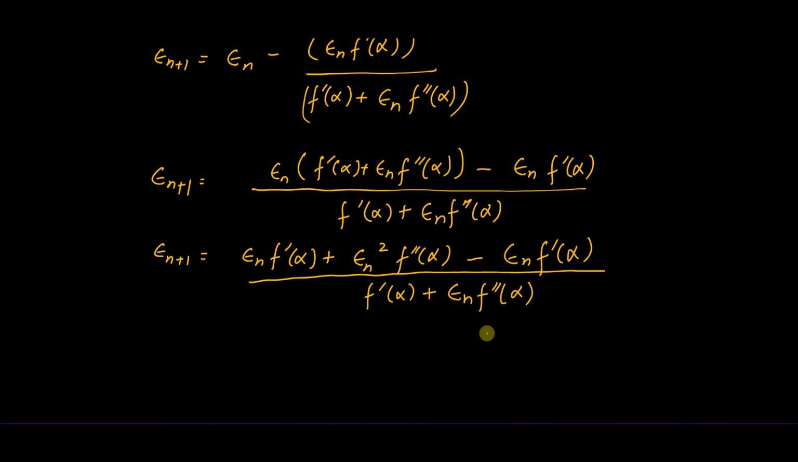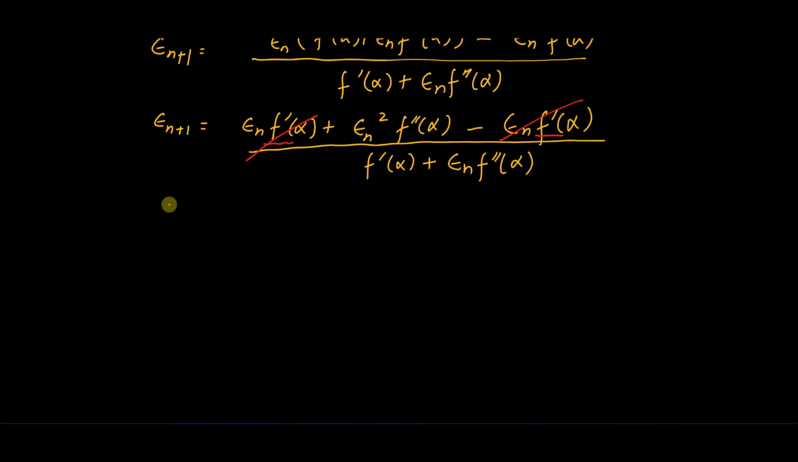After that we need to simplify it. For simplification we see that this term and this term are similar, but this contains a positive sign and this contains a negative sign, so we just cancel this out. So after cancellation, we have epsilon n plus 1 equals epsilon n square f double prime of alpha over f prime of alpha plus epsilon n f double prime of alpha.